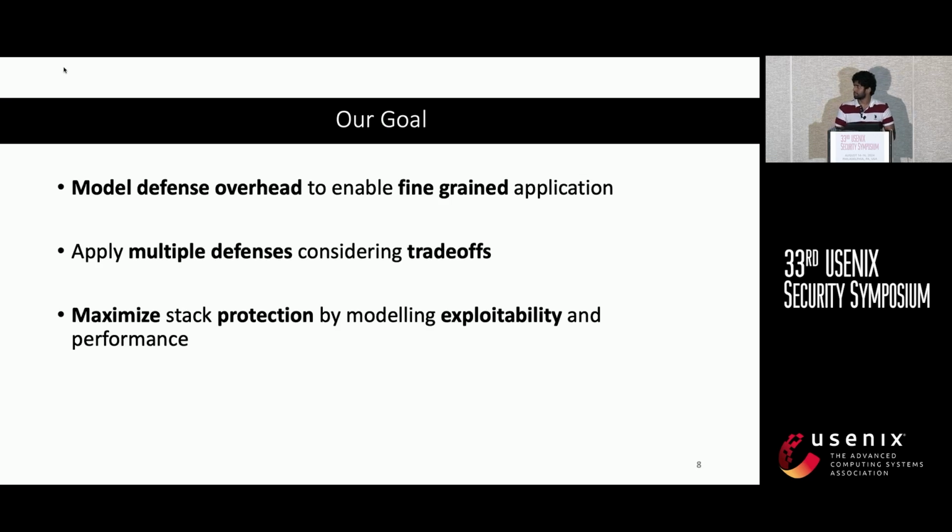Our goal here is basically to model the defense overhead and to consider these trade-offs when we apply multiple defenses. And finally, to maximize protection by modeling both exploitability and performance.